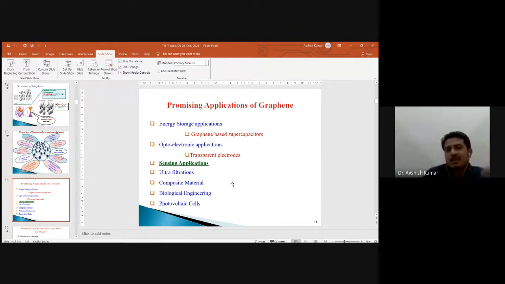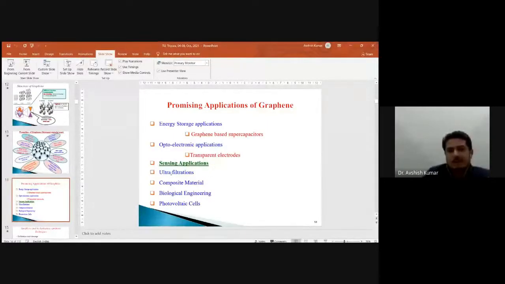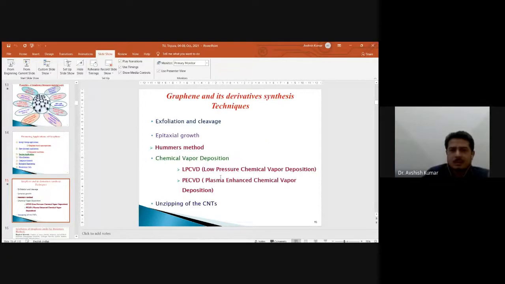And if I talk about the applications, some of the applications I have listed here, but as I told you, this material has lots of applications, almost in every field, in every area, this material can be utilized. So in energy storage applications, graphene-based supercapacitors are there, and I am also working on this. Although I am not working on optoelectronic applications, I am working on sensing applications. Ultrafiltration, I am not working. Composite materials we are making for other applications, for energy storage systems, and there are some biological engineering applications and photovoltaic cells. You can use this material in photovoltaic cells.